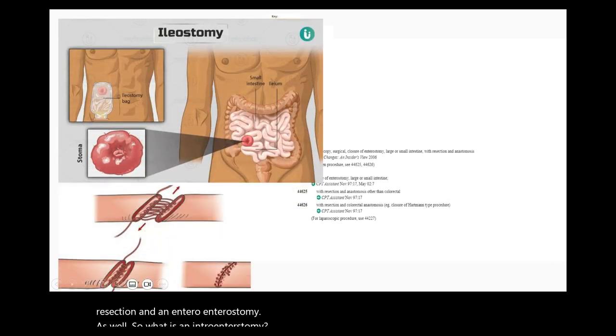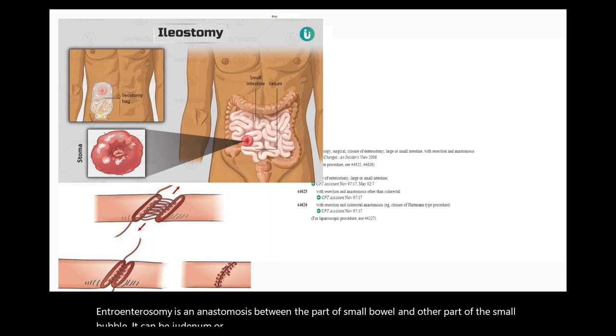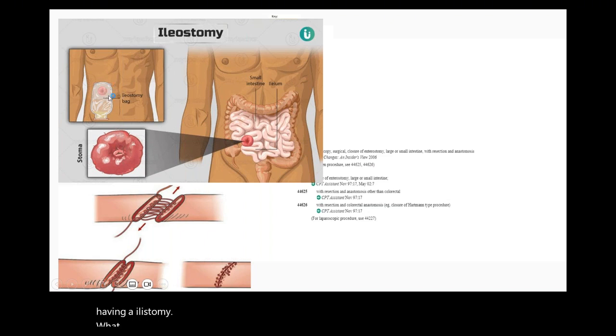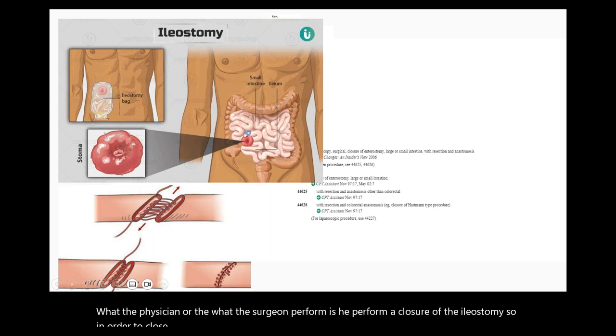Enteroenterostomy is an anastomosis between one part of the small bowel and another part of the small bowel. It can be jejunum or ileum. In our procedure, the patient already had an ileostomy. The surgeon performed a closure of the ileostomy, and in order to close it, he performed a resection of small bowel as well.